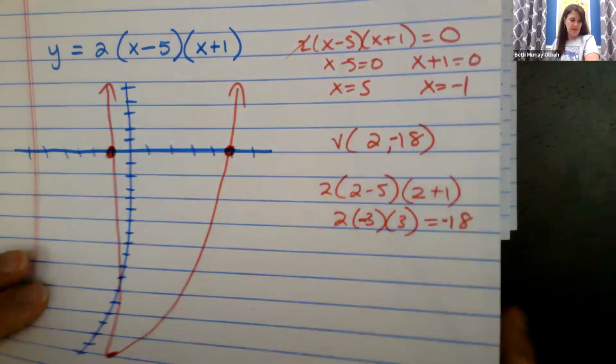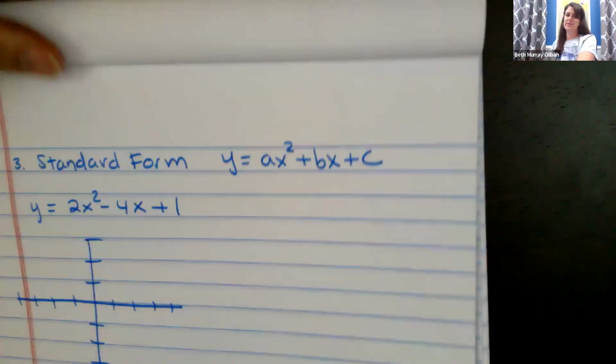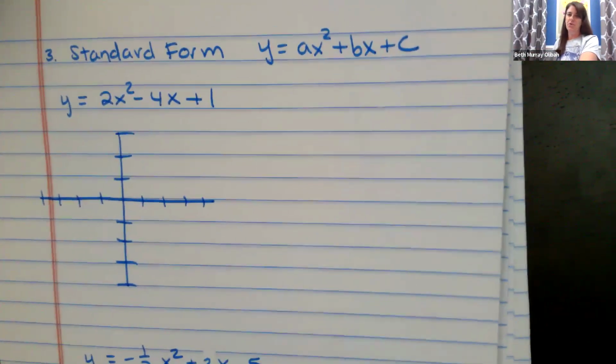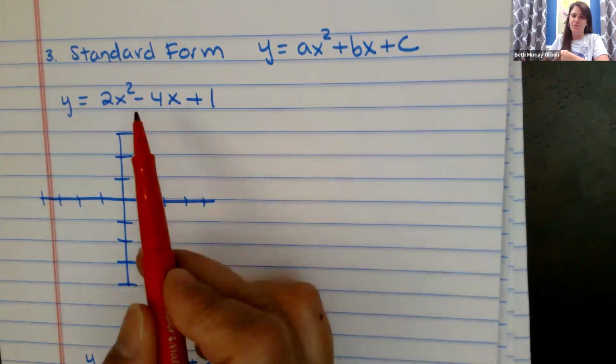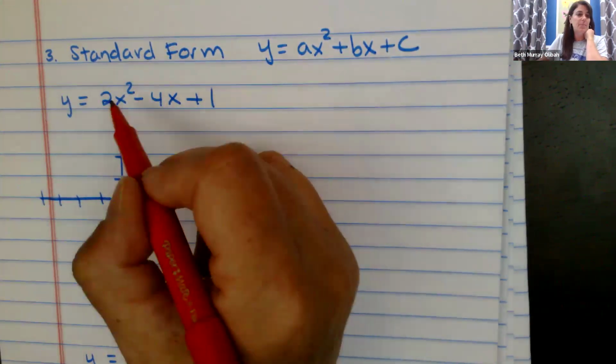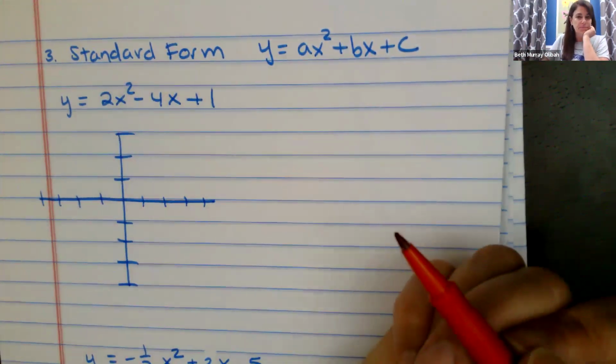Last form is standard form. Standard form is the hardest one because you don't know anything right away. In intercept form, I can very easily tell you the two x-intercepts. In vertex form, I can very easily tell you the vertex. In standard form, there's nothing really I can tell you right now except that it opens up and it's going to be kind of skinny because of that 2.